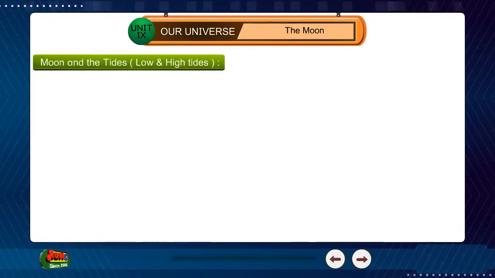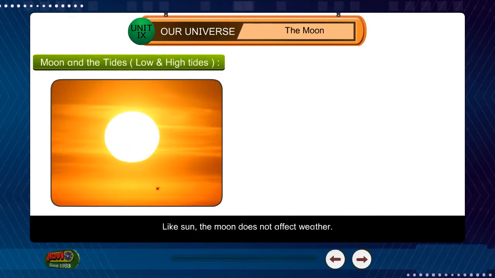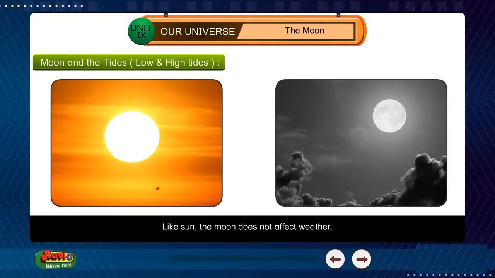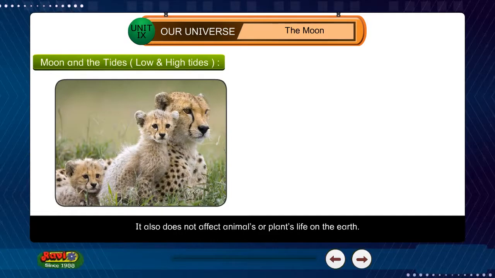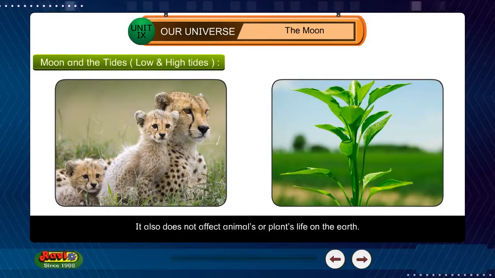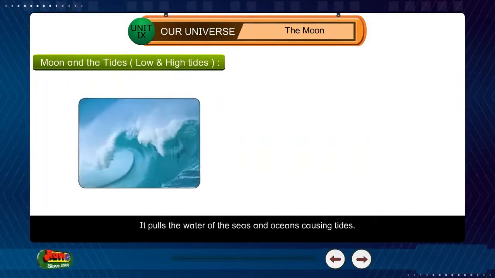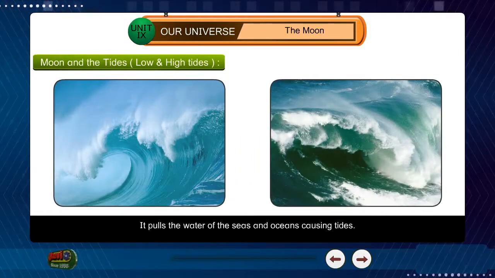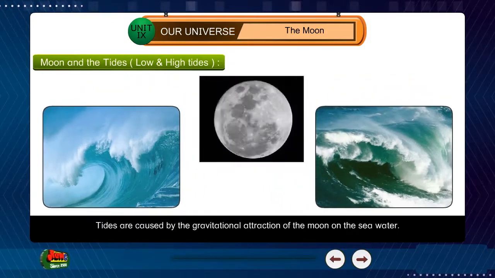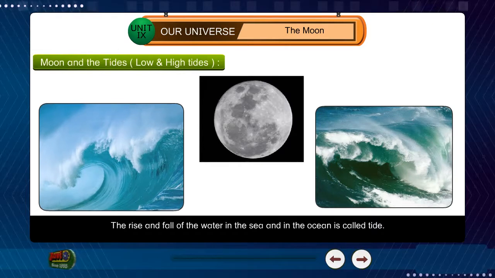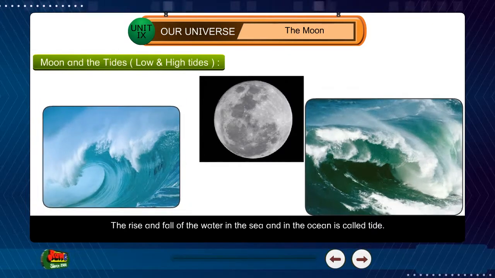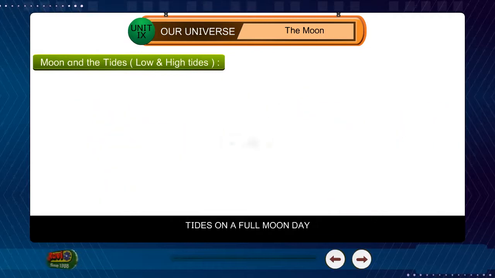Moon and the tides, low and high tides. Like sun, the moon does not affect weather. It also does not affect animals or plants' life on the earth. However, it affects the water in the oceans and the seas of the earth. It pulls the water of the seas and oceans, causing tides. Tides are caused by the gravitational attraction of the moon on the seawater. The rise and fall of the water in the sea and in the ocean is called tide.